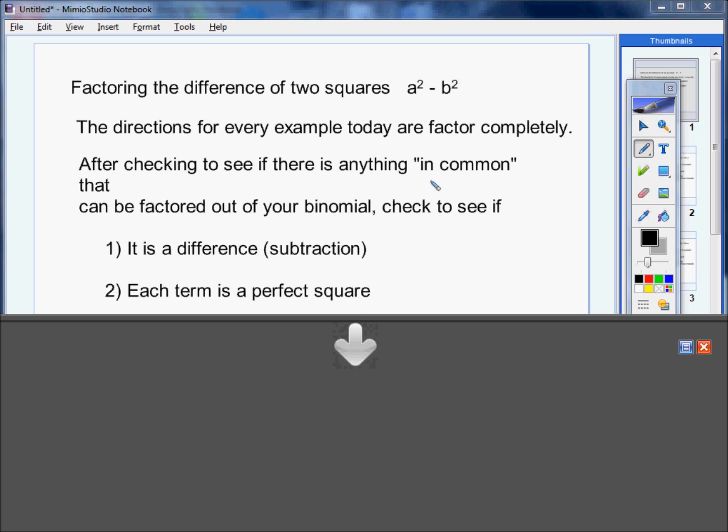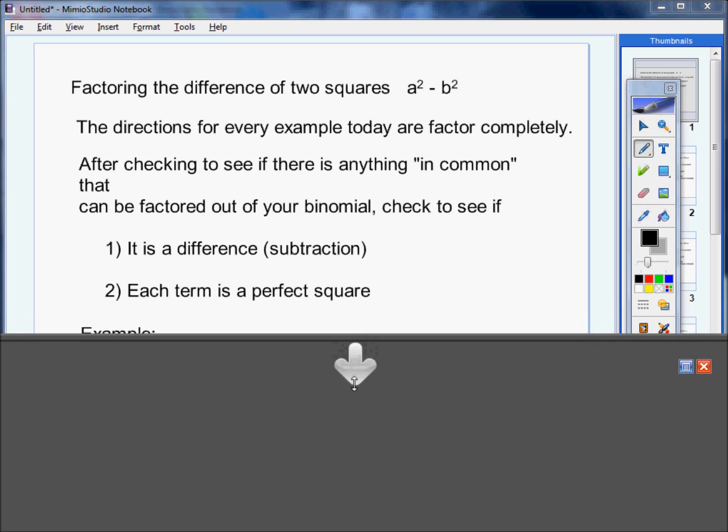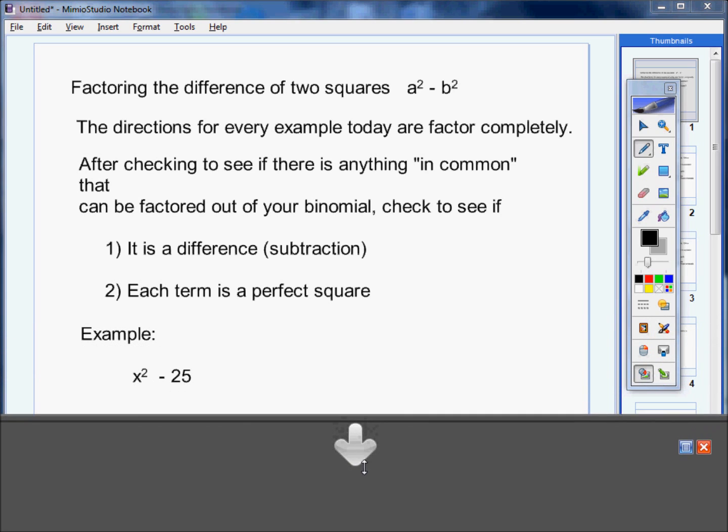Can you give me another one, Julia? 6 times 6, 36. Good. 25 times 25 is 625, not 14; 14 is not a number times itself. Grace? 49, which is 7 times 7. Good. All right, so here's an example.